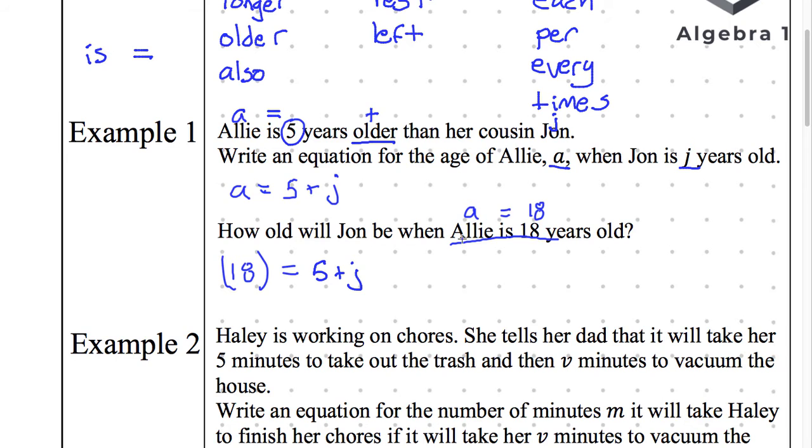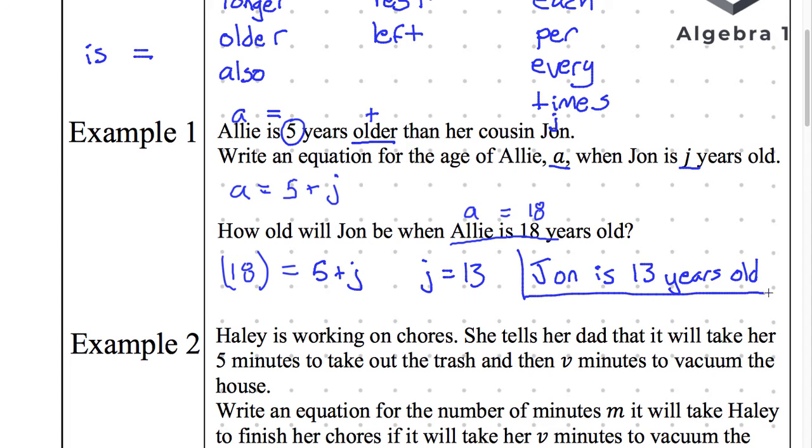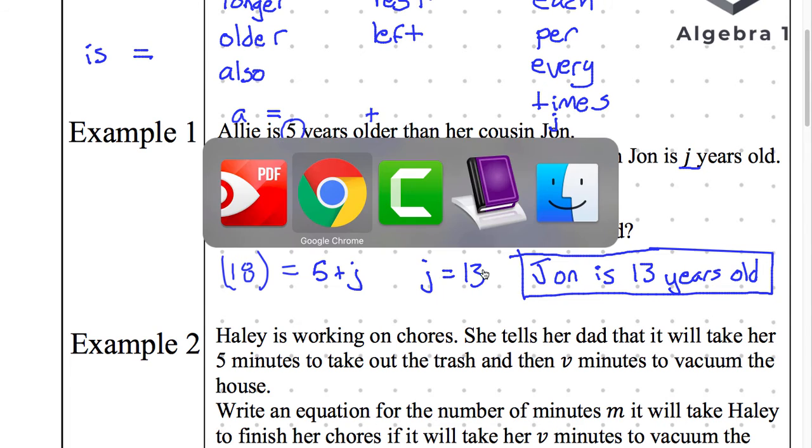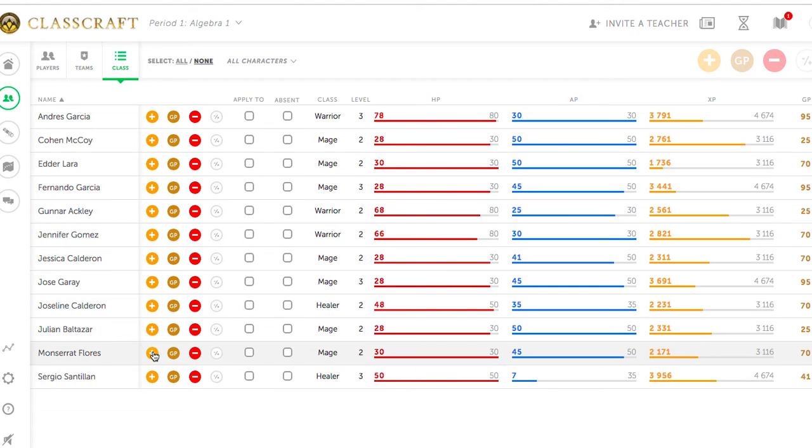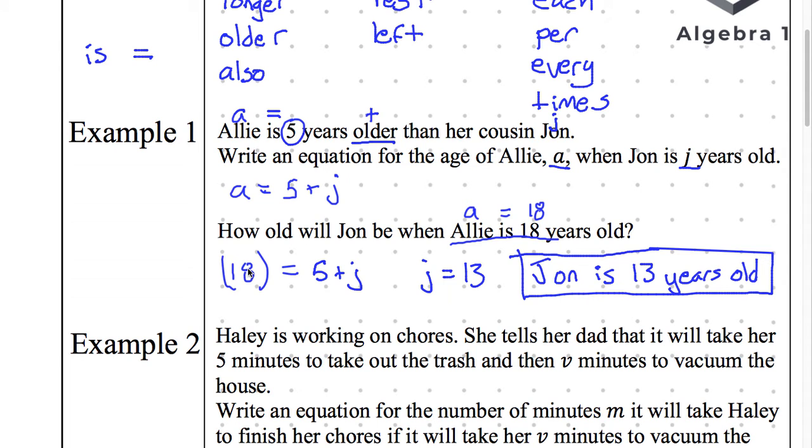Monse? 13. Yeah, so if I say J equals 13, that will turn this into a 13. 13 plus 5 is equal to 18. 18 equals 18. That makes it a true statement. Therefore, you want to write out John is 13 years old. Boom. There's our final answer. Thank you, Monse. John is 13 years old.